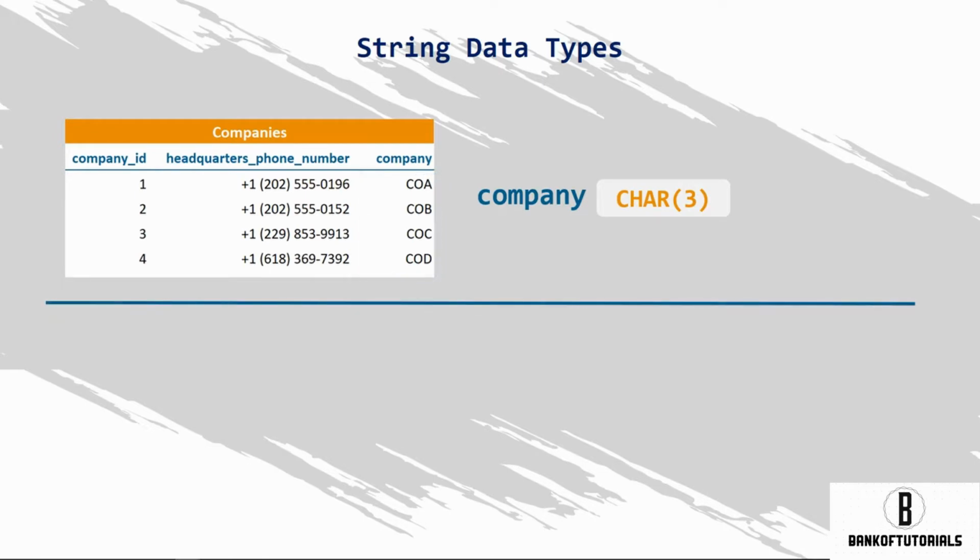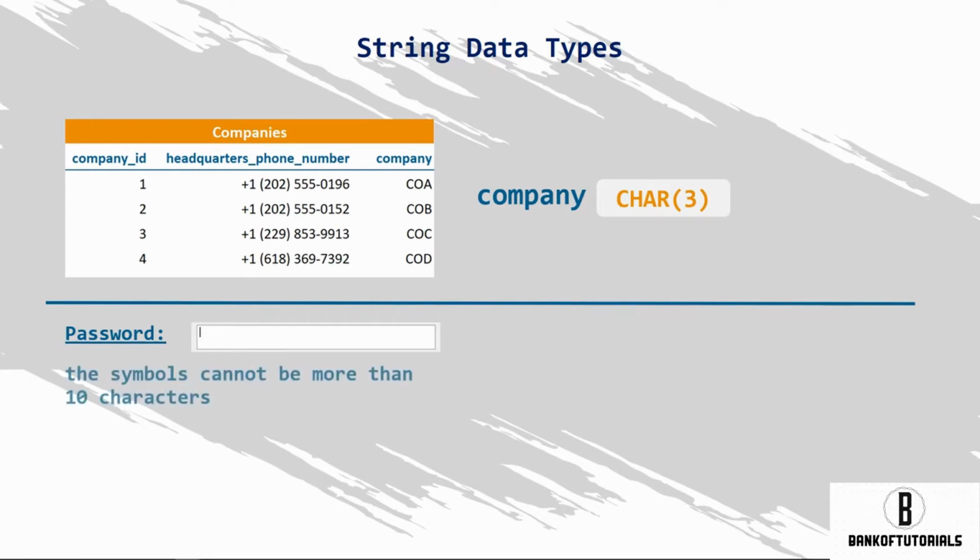Alternatively, think of a situation in which you have to store people's passwords. You tell them the password can be composed of any kind of symbol, digits, letters, or others, but the symbols cannot be more than 10 characters. Varchar with a maximum of 10 symbols would do a great job, because a 5-symbol pass, for instance, will not occupy storage for a value that is twice as long.